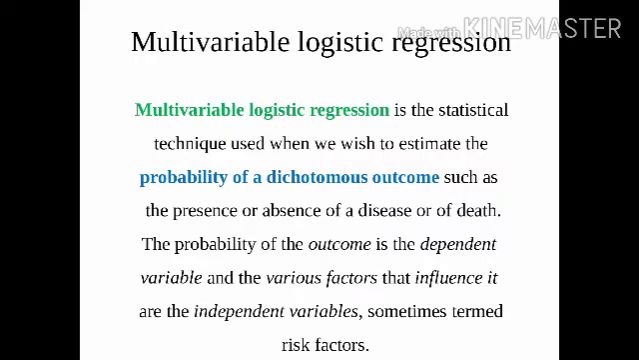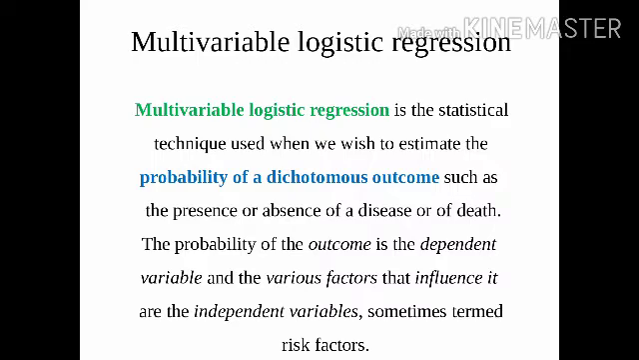Next one is the multivariable logistic regression. Multivariable logistic regression is the statistical technique used when we wish to estimate the probability of a dichotomous outcome, such as the presence or absence of a disease or of death. The probability of the outcome is the dependent variable and the various factors that influence it are the independent variables, sometimes termed risk factors.